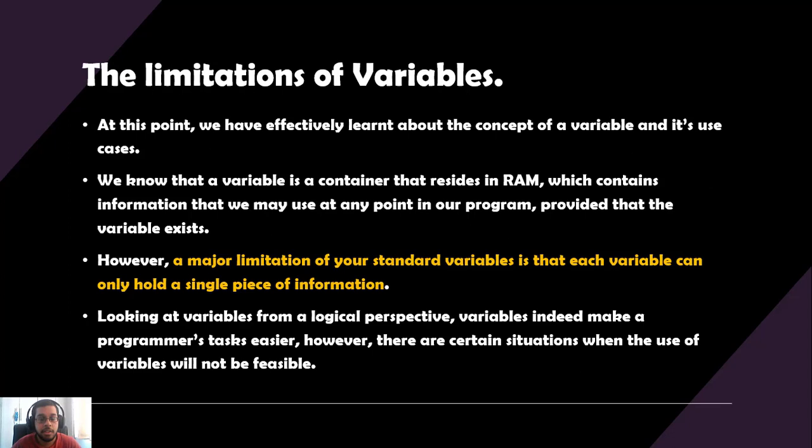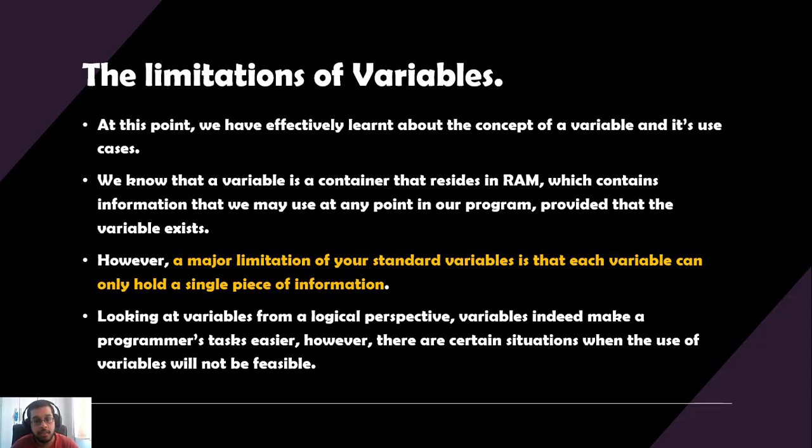The limitations of variables. At this point, we have effectively learnt about the concept of a variable and its use cases. We know that a variable is a container that resides in RAM, which contains information that we may use at any point in our program, provided that the variable exists. However, a major limitation of your standard variables is that each variable can only hold a single piece of information.